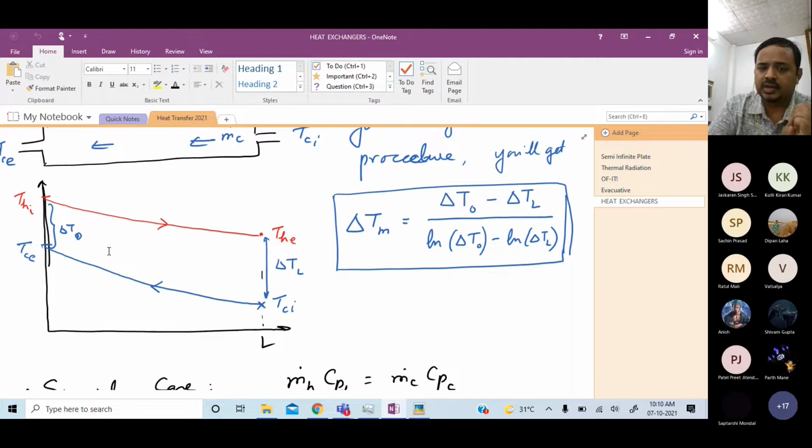In a parallel flow at 0, both are inlet temperatures, and at L, both are outlet temperatures. Whereas in counter flow at 0, one is inlet, the other is outlet, and similarly at L as well. Okay.